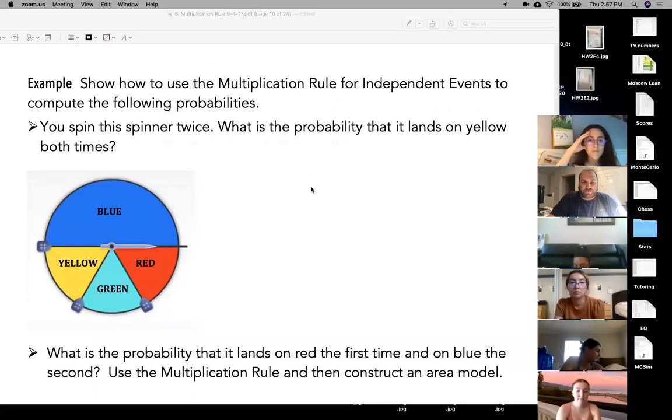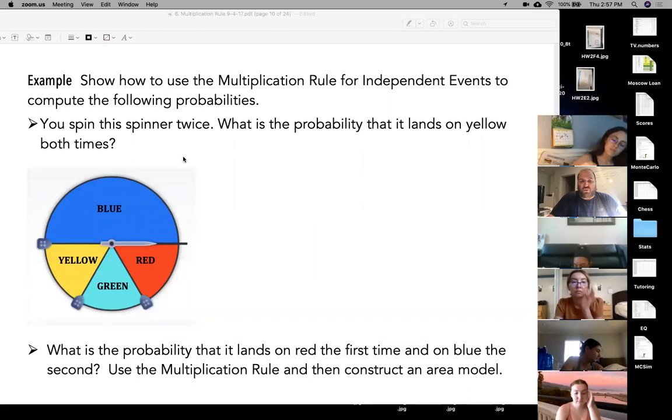this next example. You spin the spinner twice. What is the probability that it lands on yellow both times? Well, first you have to ask yourself the following question. Are the 2 spins independent of each other? Does the first spin have any effect on the second spin? No, assuming that you hit it hard enough that it really makes no difference where you start, the 2 spins are completely independent, correct?